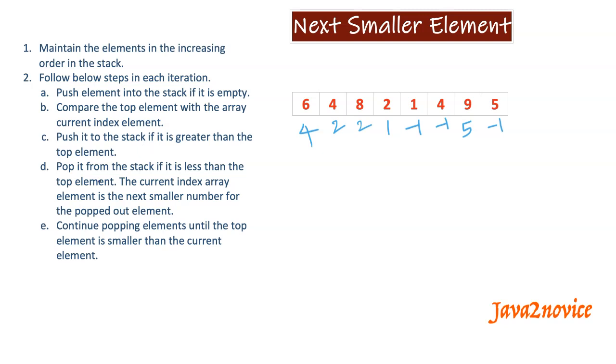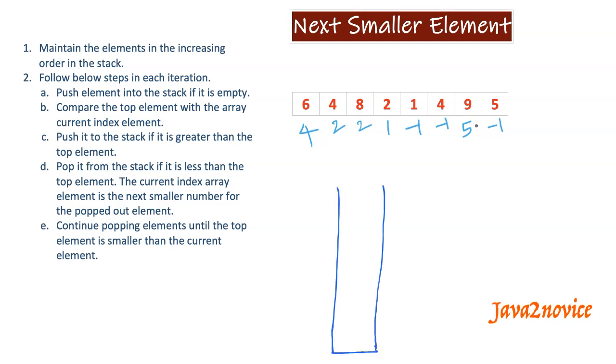In case the current element is not greater than the top element, then pop from the stack if it is less than the top element. The current index array element is the next smaller number for the popped out element. Now we need to continue this logic, popping out elements until the top element is smaller than the current element or the stack is empty. Either of these two cases must occur. So this is our logic.